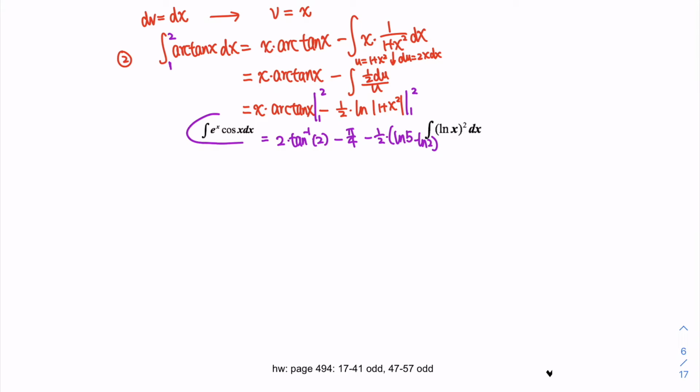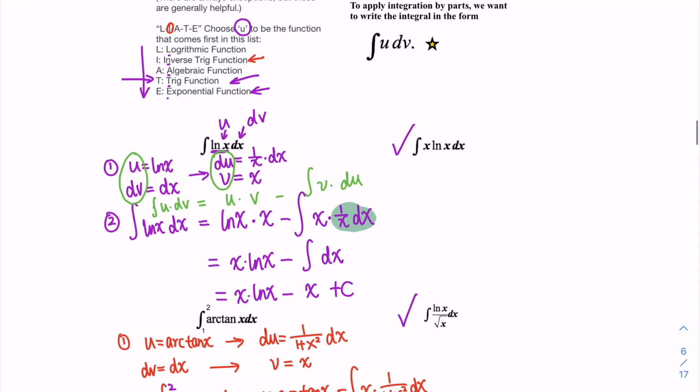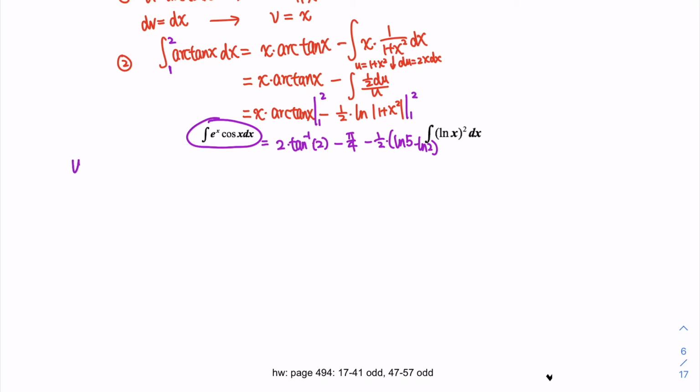e to the x cosine of x dx. In this case, based on the rule, we have an exponential function and also a cosine function. Cosine is the trig function, and the exponential function is here. We are going to define our u as the trig function because trig has higher priority. So cosine of x is our u, and dv will be whatever is left, e to the x dx. From here, du equals negative sine of x dx, and v equals e to the x.